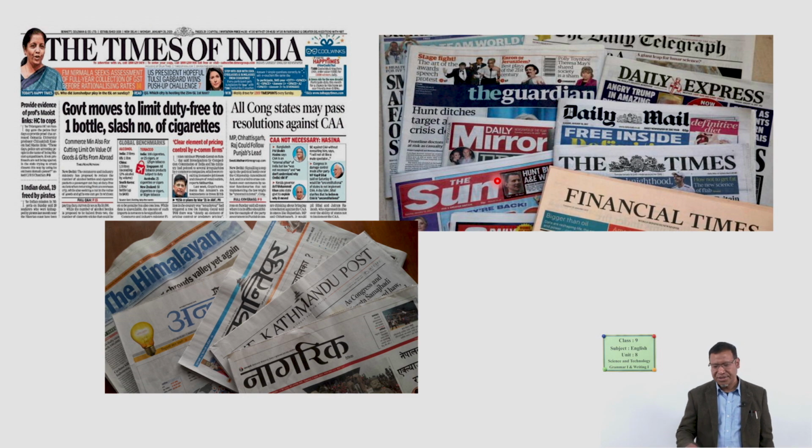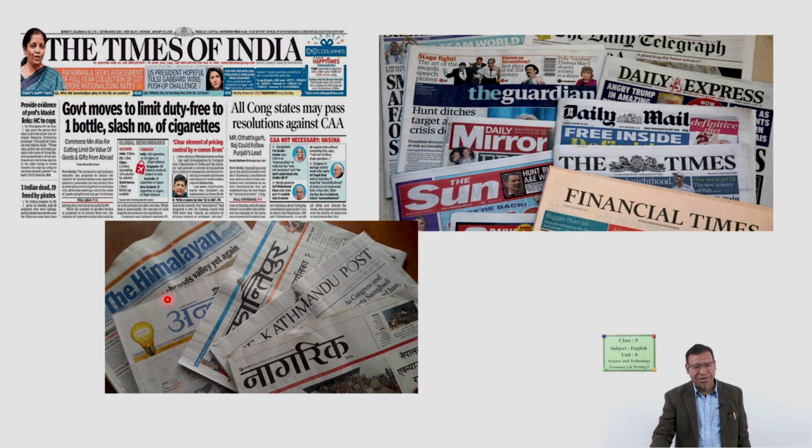newspapers. You can see, this is the newspaper Times of India, and a lot of news stories have been written here. Some of the famous international newspapers in English are The Guardian, The Times, Daily Mirror, etc. Among national newspapers, some of the good ones are the Kathmandu Post, which is the English version of Kantipur, the Himalayan, and the Rising Nepal also. So we have different kinds of newspapers.